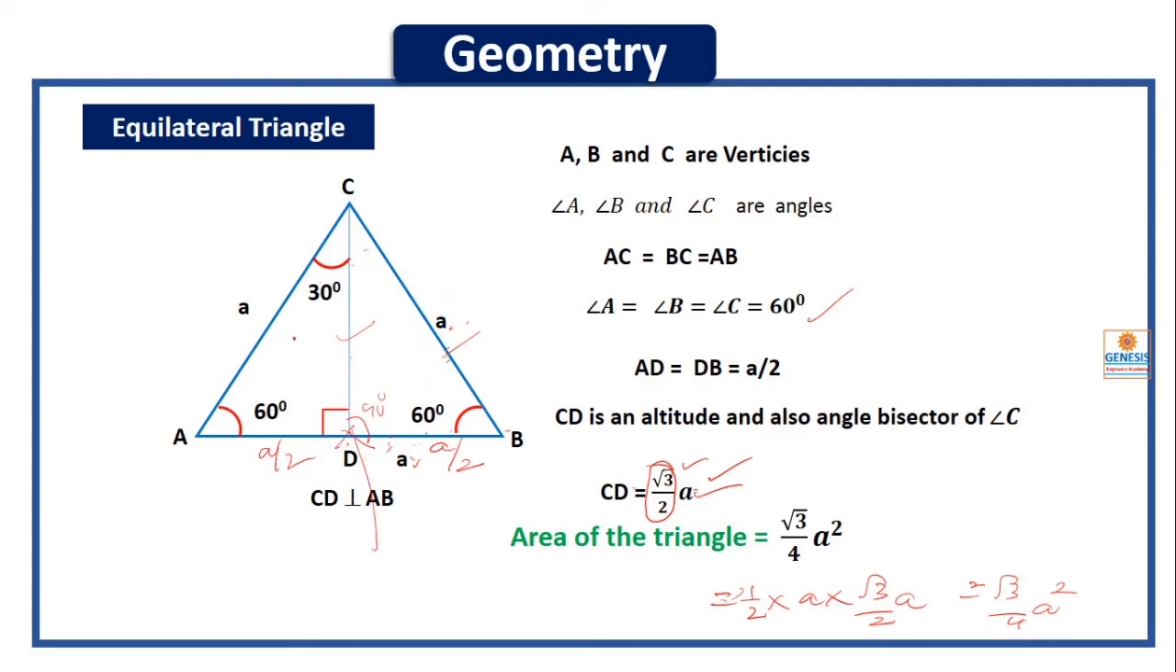So this line divides it into two parts. And sometimes this is also called a median. What is a median? Median means the line joining the midpoint of any side and the opposite vertex. So this is the perpendicular bisector, angle bisector and median.